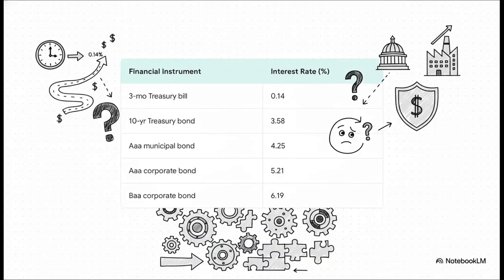Okay, so check this out. Here is our first set of clues, a snapshot of different interest rates, all from the very same day. Right away, you can see things that look weird. A 3-month Treasury bill was paying out a tiny 0.14%, but a 10-year Treasury bond was at 3.58%. I mean, they're both from the US government, they're both super safe, so why the massive gap? And get this, a top-rated municipal bond actually yielded less than a top-rated corporate bond. How does that even make sense? This right here is the exact puzzle we're here to solve.